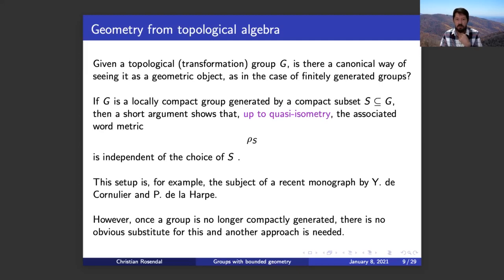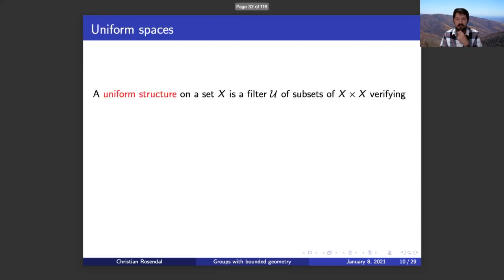But once the group is no longer compactly generated, there's no obvious substitute for this. And so you have to find some other approach, if possible. Well, we won't be needing this, but let me briefly recap the definition of uniform spaces, because the objects that we're studying will eventually be some type of analog at infinity of uniform spaces.